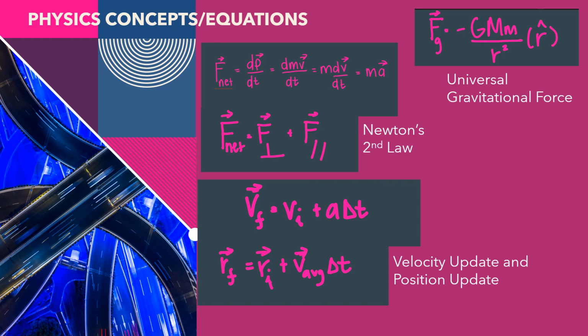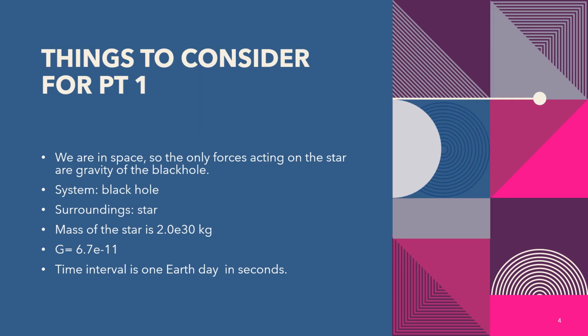So these are important physics concepts and equations. You have Newton's second law, which is F net equals ma, and then you have F net in the perpendicular and the parallel direction. You have the universal gravitational force, which is negative G, big M, little m over r squared times r hat. And then you have the velocity update and the position update formulas, all of which we will be using in our code.